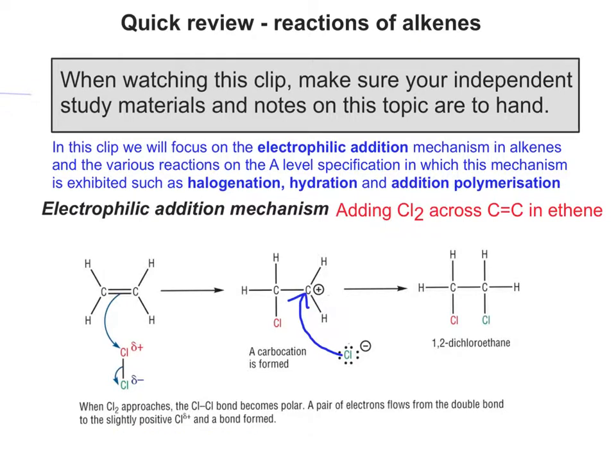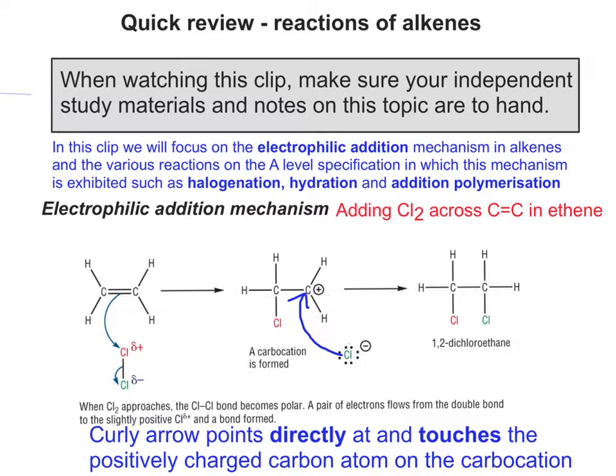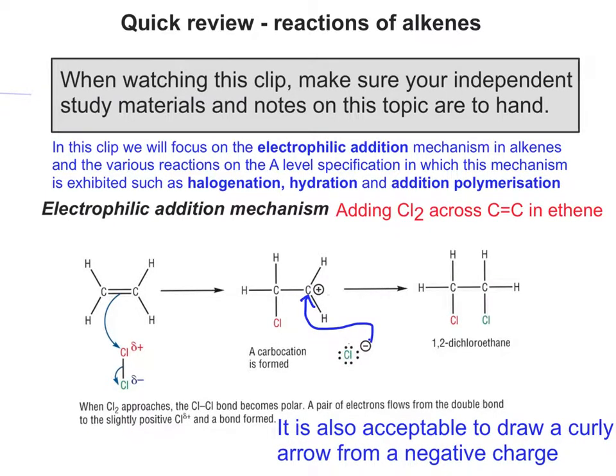With my curly arrow starting between the two electrons of a lone pair, it points directly at the positively charged carbon atom. The arrow preferably should also touch the positively charged carbon on the carbocation. It's also acceptable to draw a curly arrow from a negative charge, because you're saying the same thing, the negative charge can be part of a lone pair.